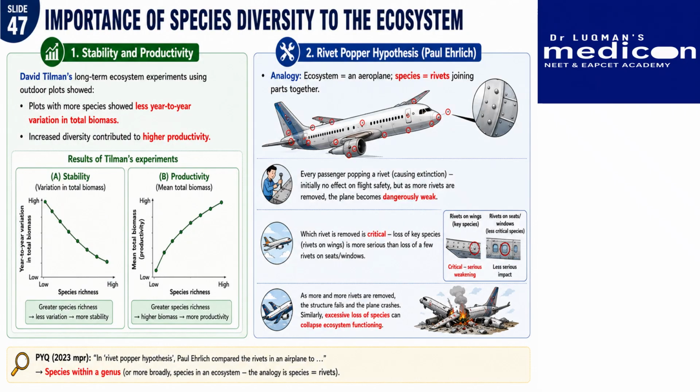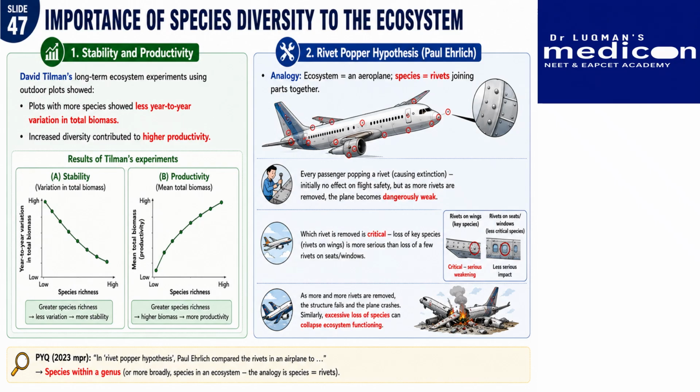Importance of species diversity to the ecosystem. Now, you know that there is species diversity. Is having many diverse species good for the ecosystem or bad for the ecosystem? That is called the importance of species diversity to the ecosystem. Now, there are many reasons. Let's see them one by one. One is stability and productivity. So let's study stability and productivity.